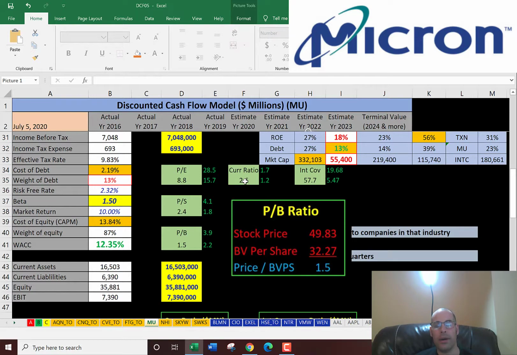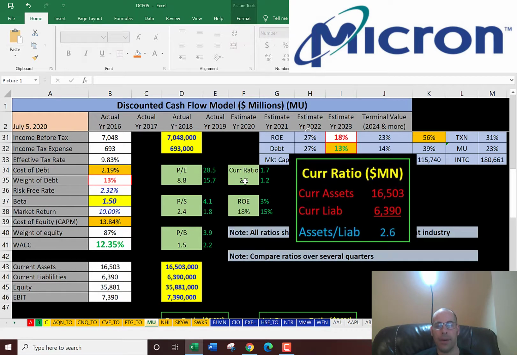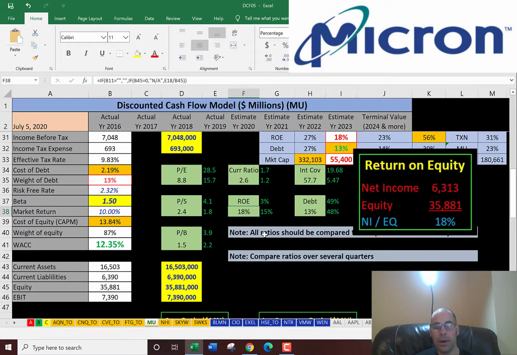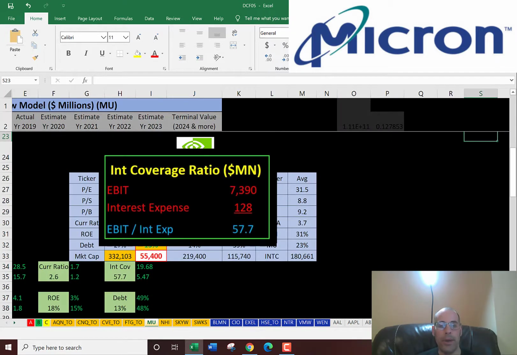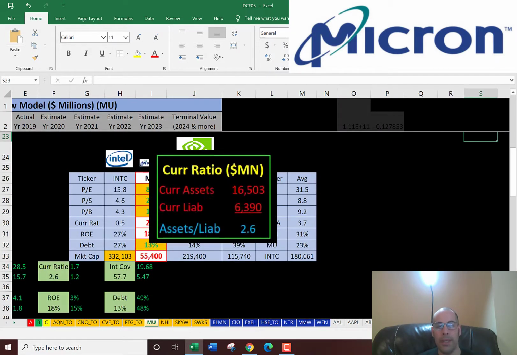Current ratio is fine, 2.6, so they can cover their current liabilities 2.5 times. They have a decent ROE of 18%. They could easily cover their interest payments. That's not a problem. The best way to look at ratios is to compare them to companies in the same industry.